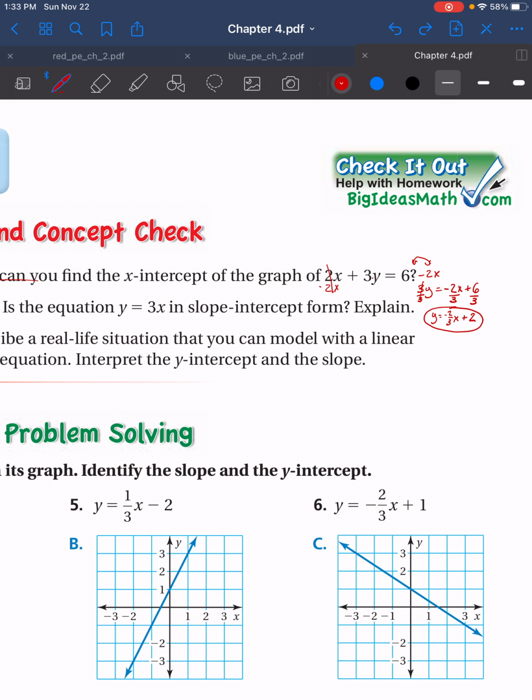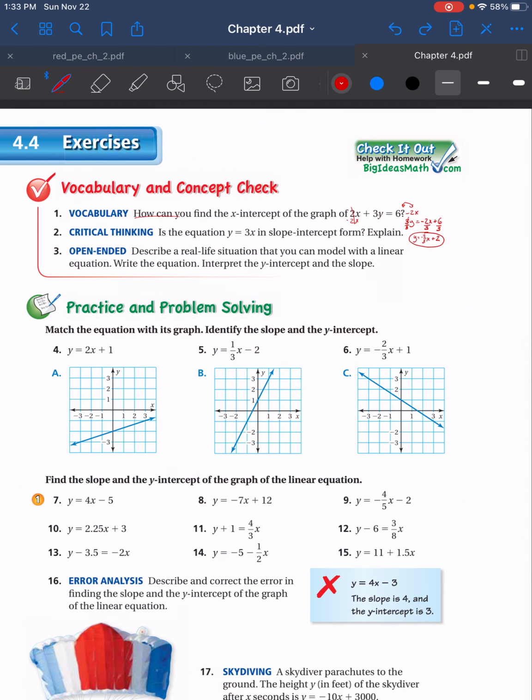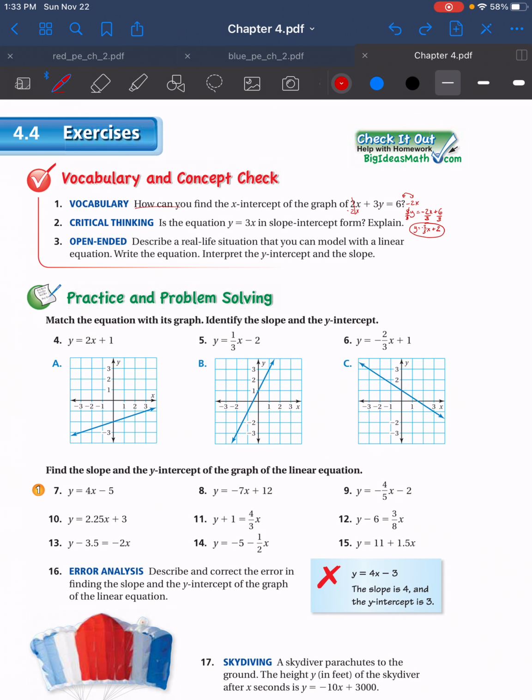I know that's a lot of words, but that's what you would say for answer for number 1, because they're not asking you to go find the x-intercept. They're saying, how could you find it? Okay, so write it down. You may pause the video and write that down. You may go back and re-listen to what I said, but I'm going to move on.